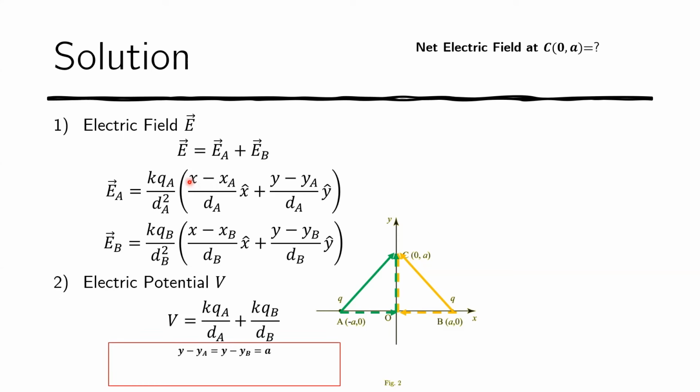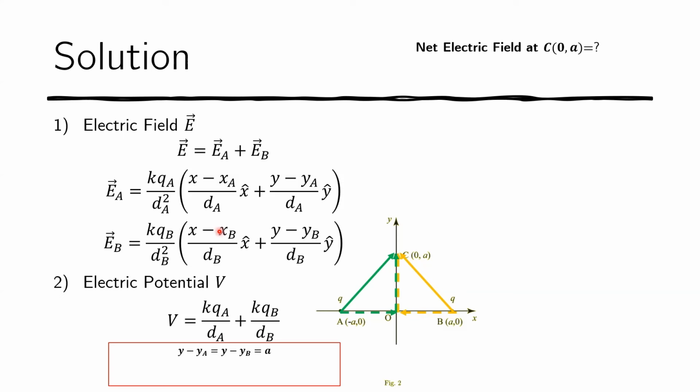Now, this (x, y) here is actually the coordinates of C. So x here is 0, because we're talking about C. And y is just the y coordinate of C, so that's a. So y here is a, y here is a. Now, (x sub A, y sub A) is the position of the charge A. So x sub A would be negative a, y sub A would be 0.